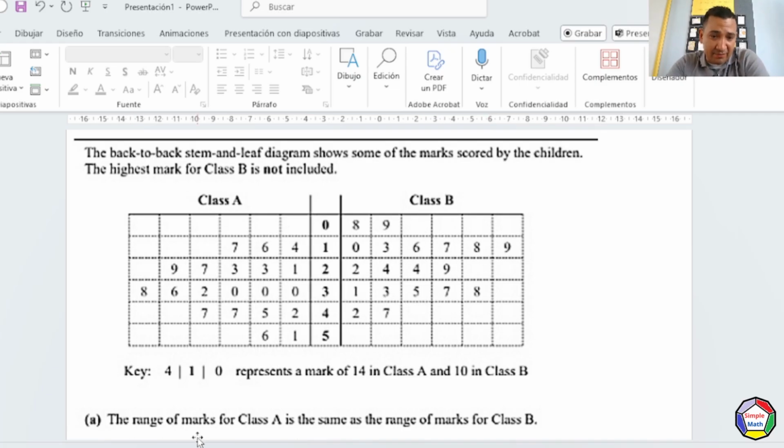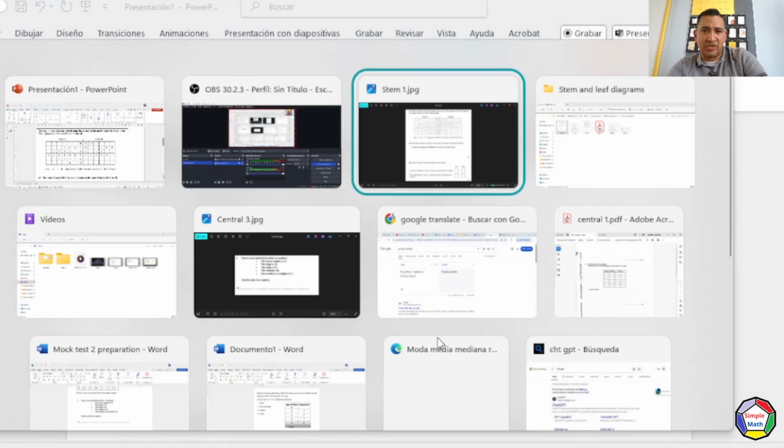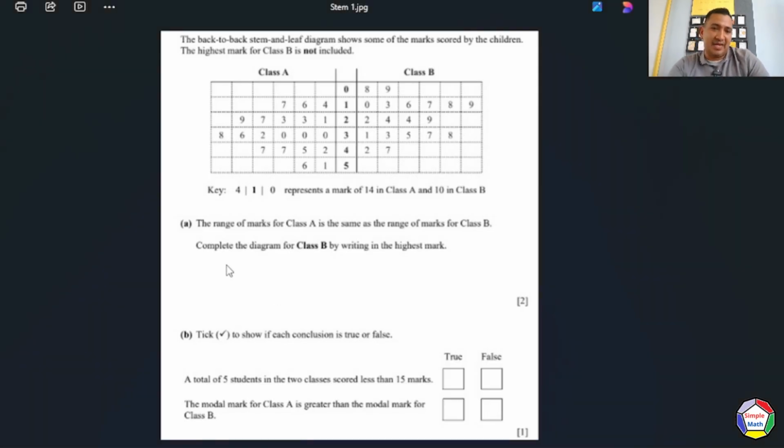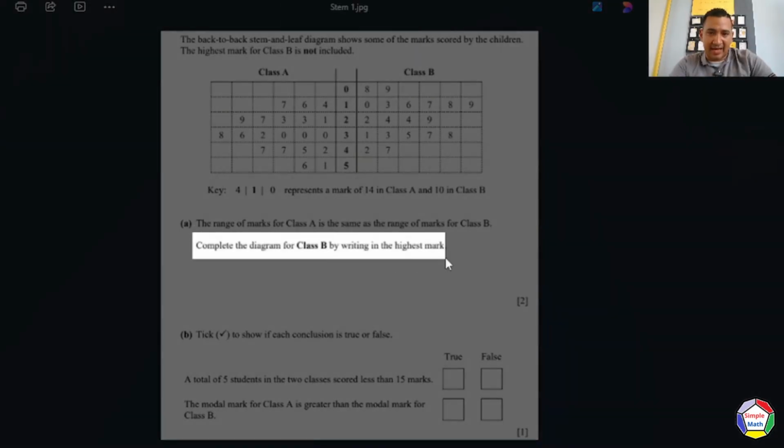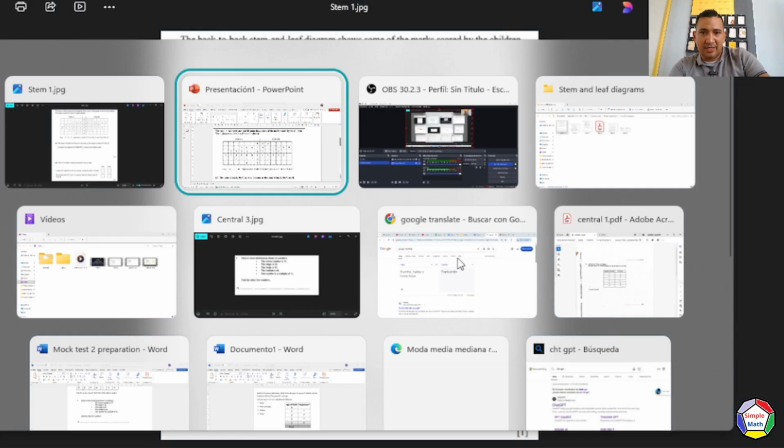It says the range of marks for class A is the same as the range of marks for class B. So I need to understand the question, because what we have to do is complete the mark or number that is missing in class B. That is the instruction, I think. Let me go to the original question. I didn't put it here, and it says complete the diagram for class B to the highest.